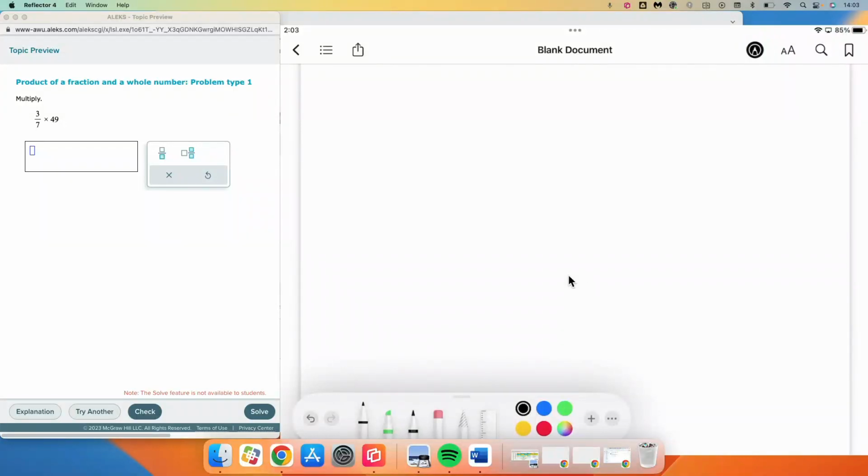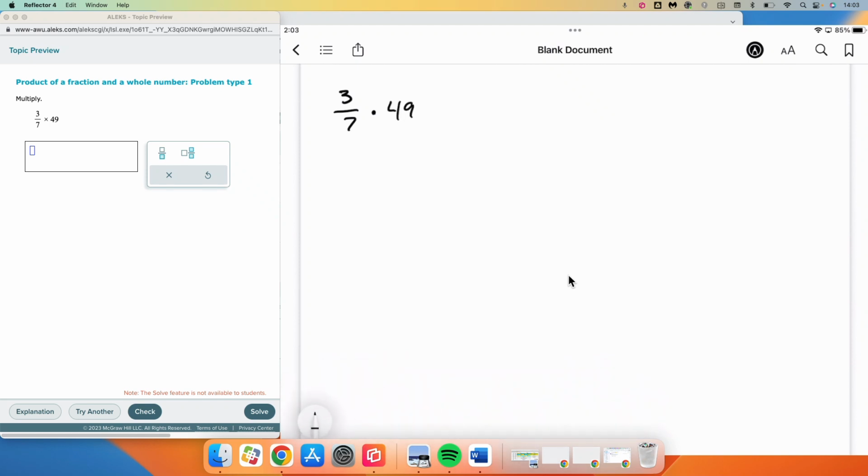So this time we've got a fraction that is not a unit fraction, which just means that the numerator is not 1, multiplied by a whole number. So the process is going to be the same. What we've got is 3 over 7 times 49. And that's a funky looking 49, so I'm going to redo that. So 49, we want to rewrite this as 3 over 7 times 49 over 1, which again, we're going to be multiplying straight across.